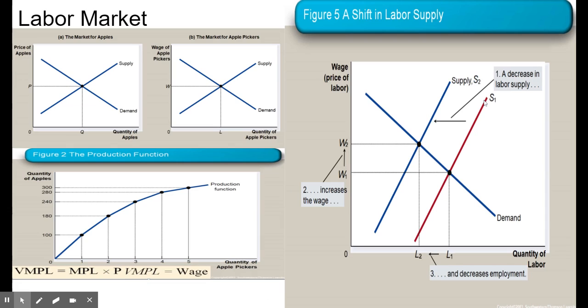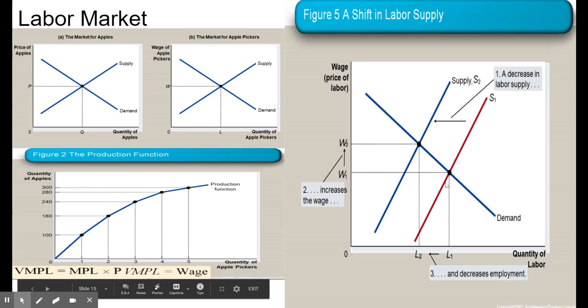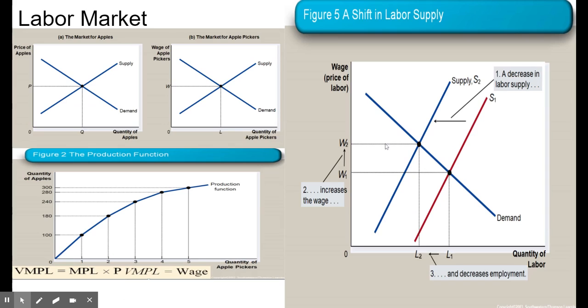Perhaps apple picking becomes dangerous because grizzly bears now have a hunger for apples, and so they're swarming around all the apple orchards. It's a dangerous job, so the supply of people willing to pick apples drops. And then the wage will, of course, increase, as you can see. The wage will go up. So lots of things can change both supply and demand.